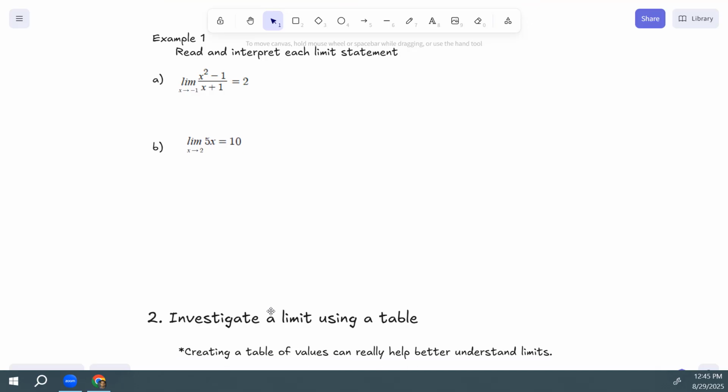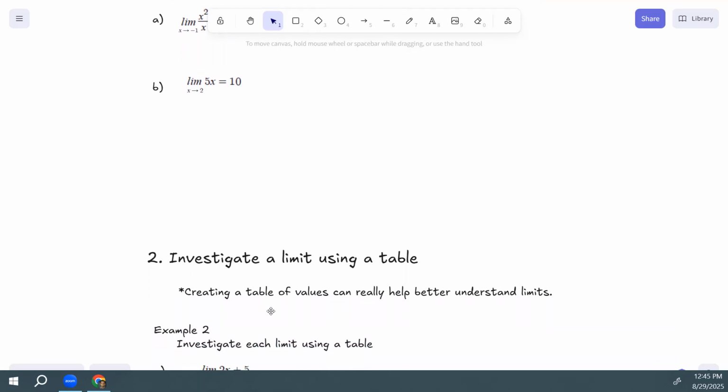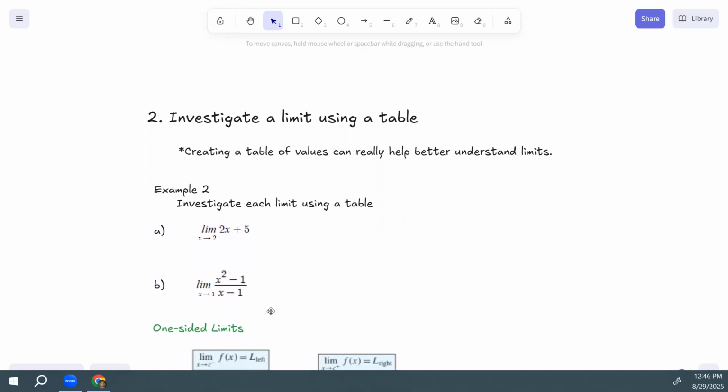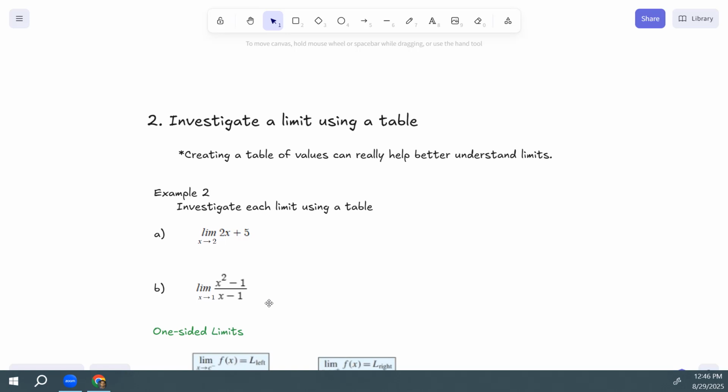The next thing we want to do is talk about how to actually investigate a limit. And one of the ways that we can do this is by creating a table of values to help us better understand what limits are. So what we're going to do is investigate each of these limits: 2x plus 5, x squared minus 1 over x. The first one, we're going to look at what happens as x approaches 2. So we'll jump onto Desmos and make a quick table of values.